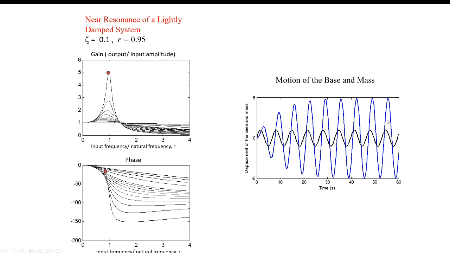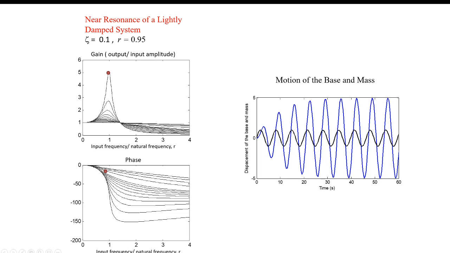Not only that, it seems to be lagging behind slightly. It's a little hard for me to tell by how many degrees, but I know that it's not quite 180. If it were 180, those two peaks should be upside down. When the input is at a maximum, the output should be at a minimum. So it's not quite that.